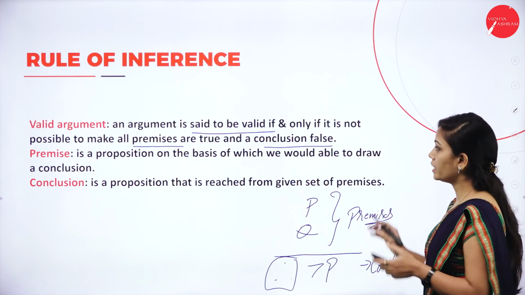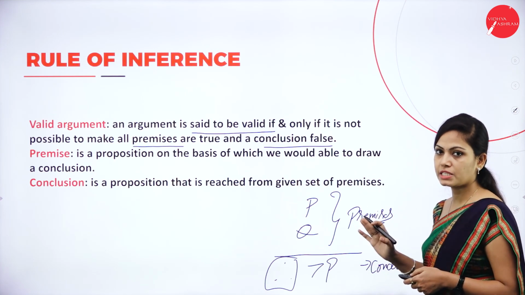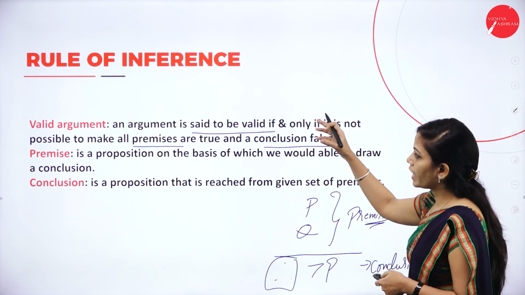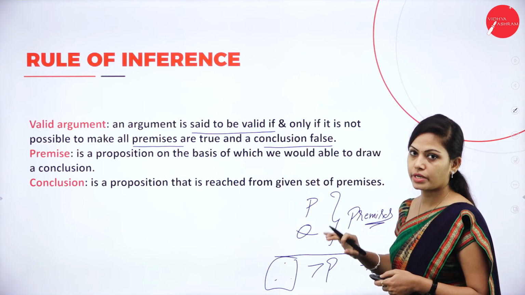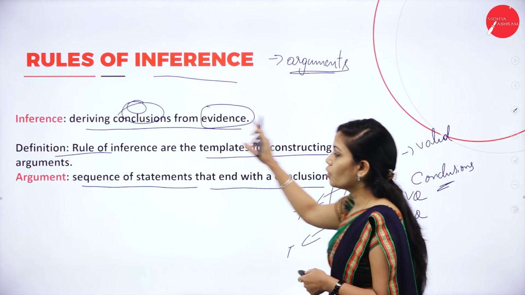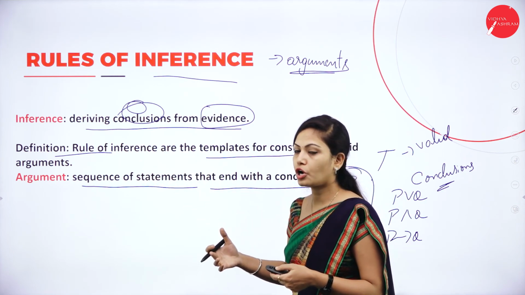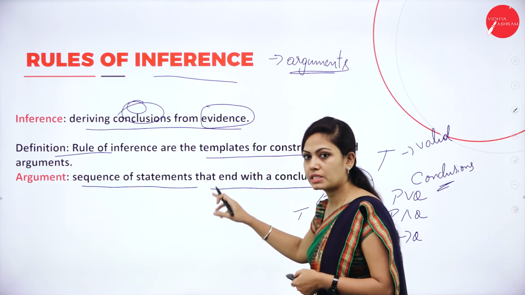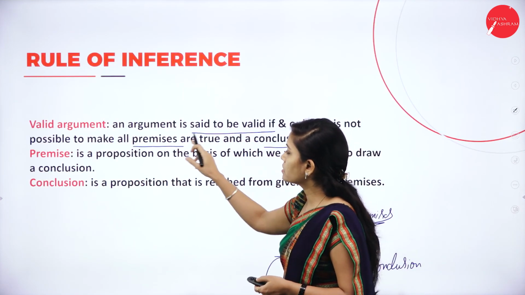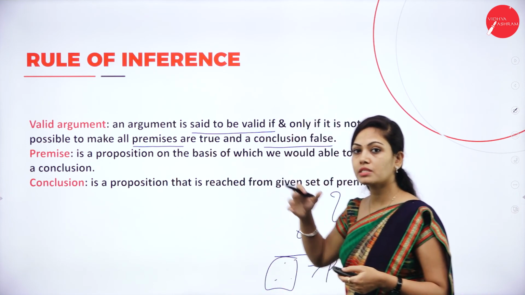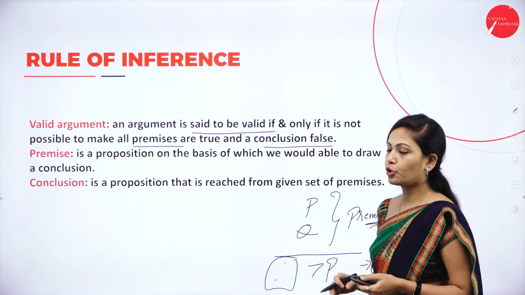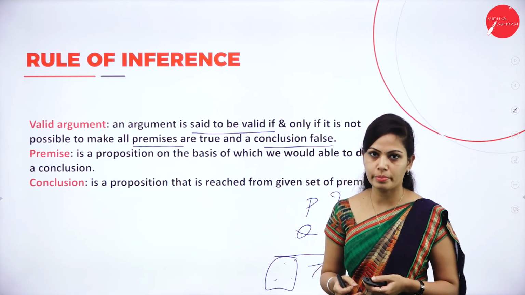Understand the concept properly. Rule of inference. Inference means constructing and deriving the conclusions, right? So deriving the conclusions is an inference. And a rule of inference is a template for constructing valid arguments. So what is an argument? An argument is a sequence of statements. And in a valid argument, the premises are true. If your premises are true and the conclusion is true, that is called a valid argument. Otherwise, it is an invalid argument.